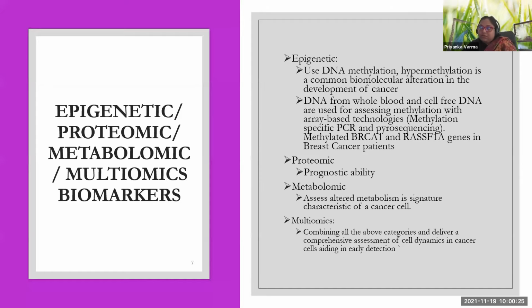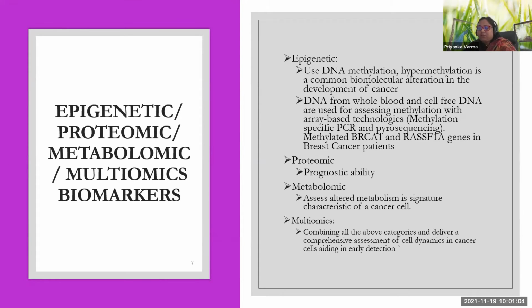I'm sorry. This slide is talking about the third category, which is epigenetic biomarkers. They basically use DNA methylation, given that hypermethylation is a common biomolecular alteration in the development of cancer. DNA from whole blood, as well as cell-free DNA, both of them are used for assessing DNA methylation with array-based technologies like methylation-specific PCR and pyrosequencing. Methylated BRCA1 and RASSF1A genes were seen in breast cancer patients as compared to healthy females in several studies.